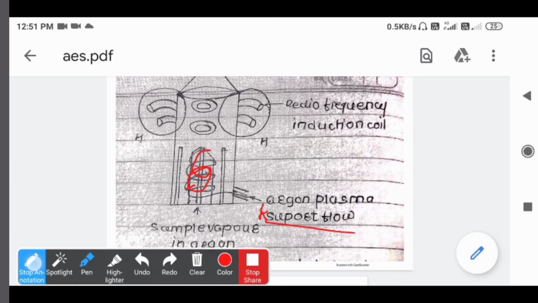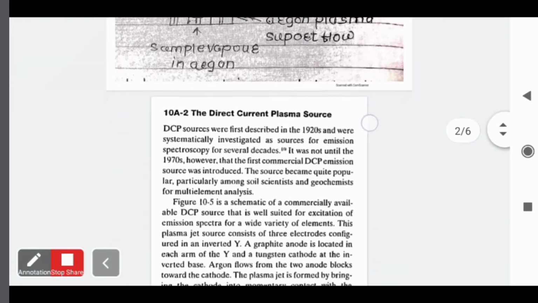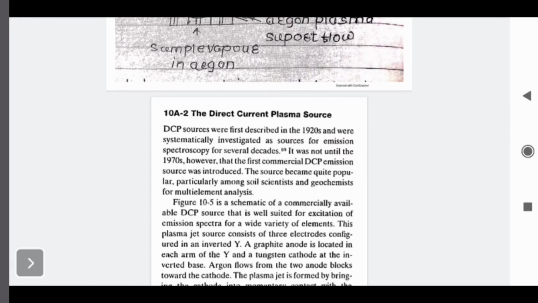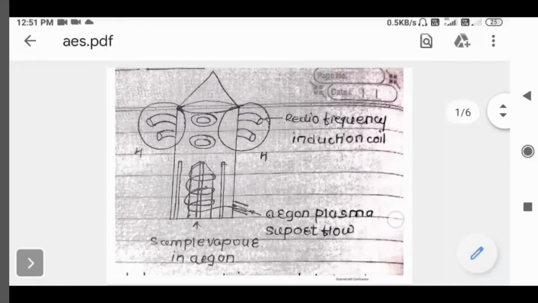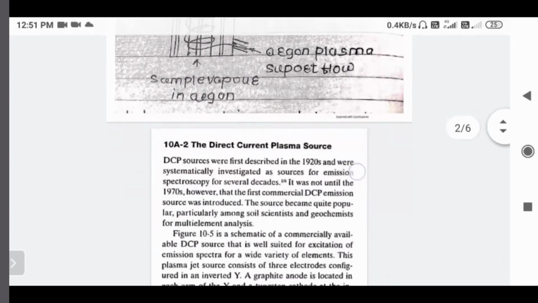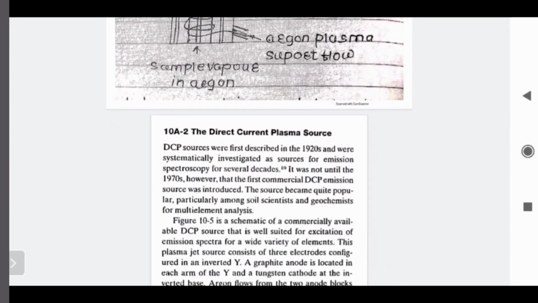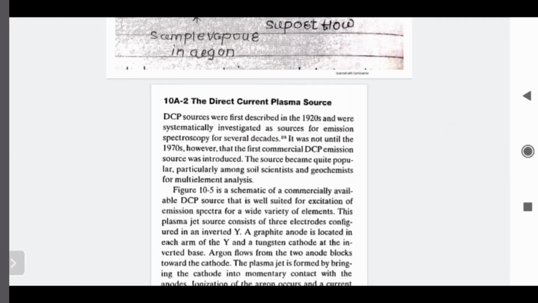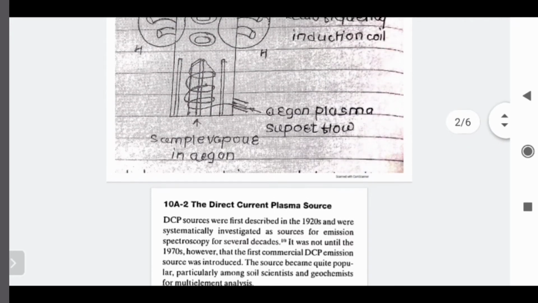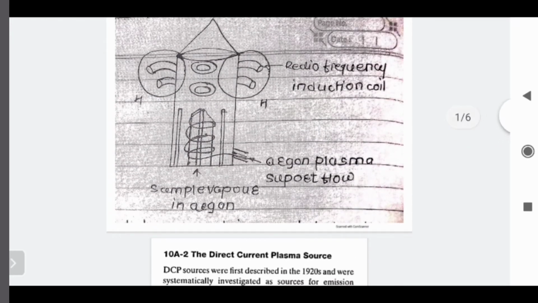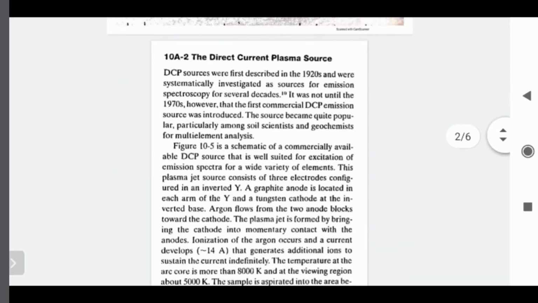Next, our second source is the direct current plasma. In total there are three types of source. One is inductively coupled plasma or ICP, second is the direct current plasma or DCP, and the last one is the microwave inductive plasma. In detail we are going to see these two high temperature sources only, ICP and DCP. Microwave inductive plasma is not in the syllabus. So first is the ICP, and now second we are going to see the direct current plasma.